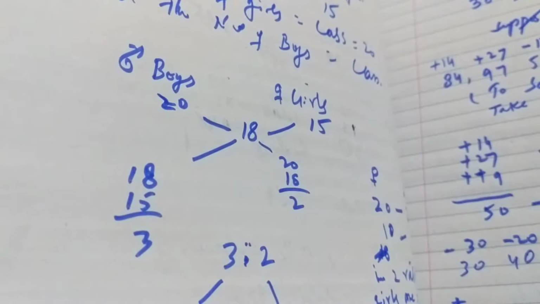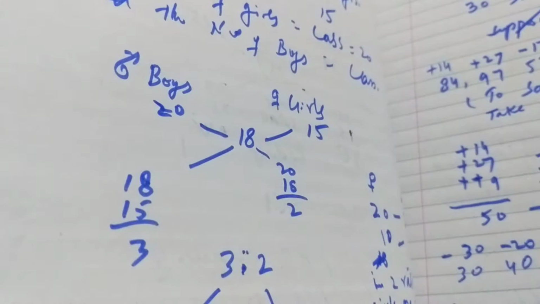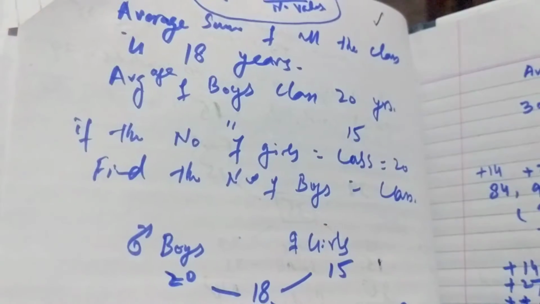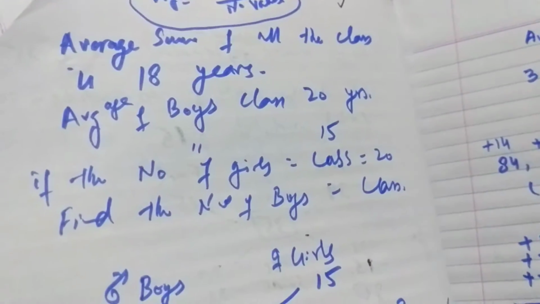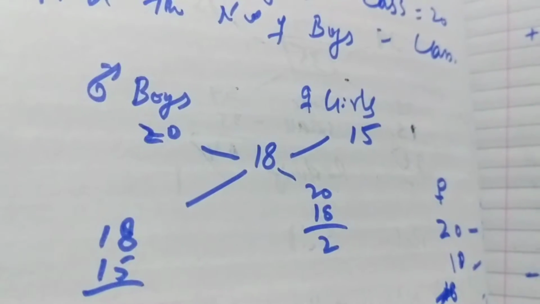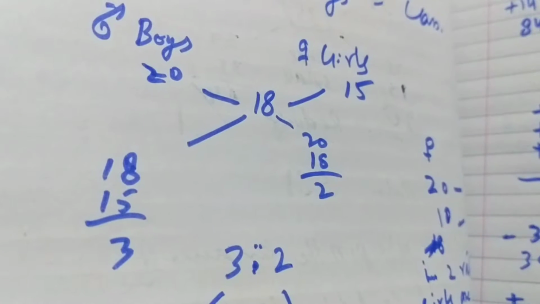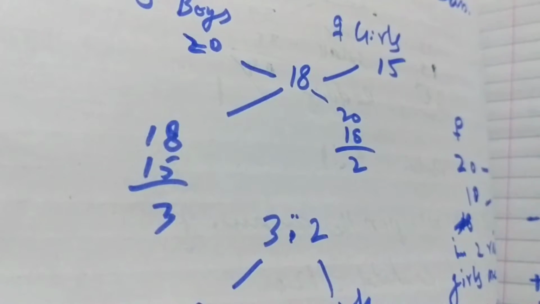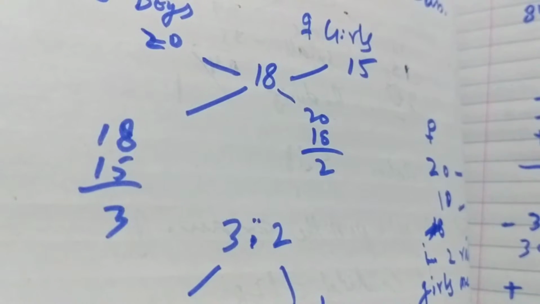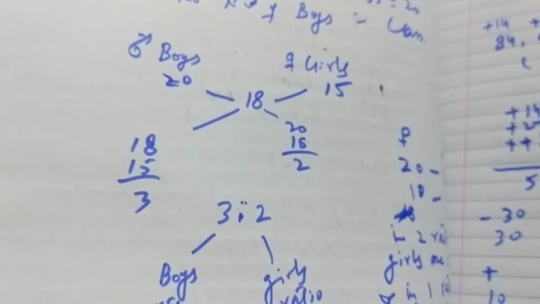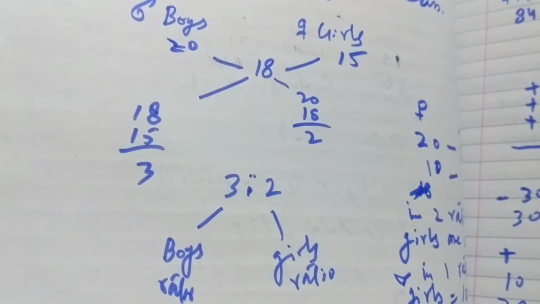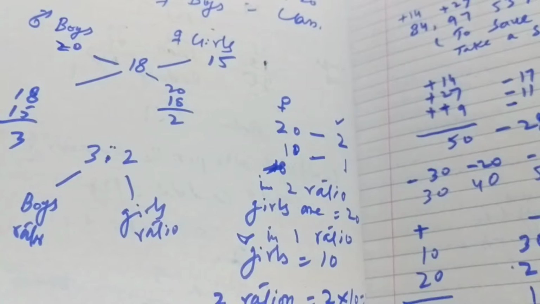For the solution, use the same method. Left side boys, right side girls. Boys 20, girls 15. The average age of all the class is equal to 18, kept in the middle. By subtraction, 20 minus 18 and 18 minus 15. 18 minus 15 is equal to 3, whereas 20 minus 18 is equal to 2. The ratio of boys to girls in the class is 3 to 2.